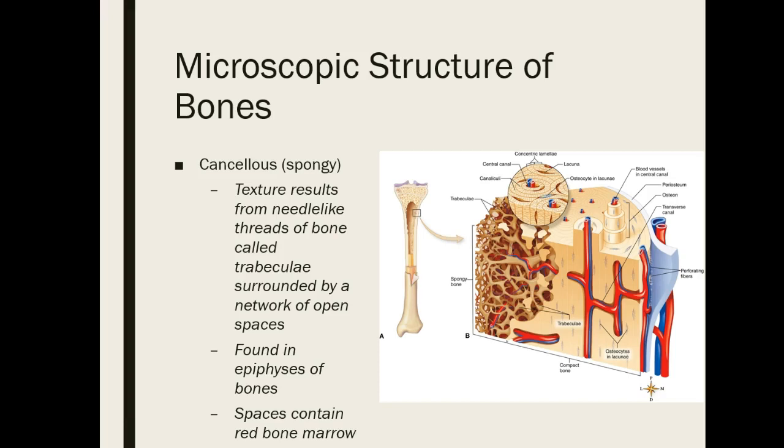Looking at the microscopic structure of the bones, the cancellous or spongy bone results from a needle-like thread of bone called the trabeculae, which is surrounded by a network of open spaces. So these little areas here where those bones are meeting together, those are the trabeculae, and then there's all those open spaces within. This is found in the epiphyses of the bones, so the ends of the bones. And again, this is where the red bone marrow is found.